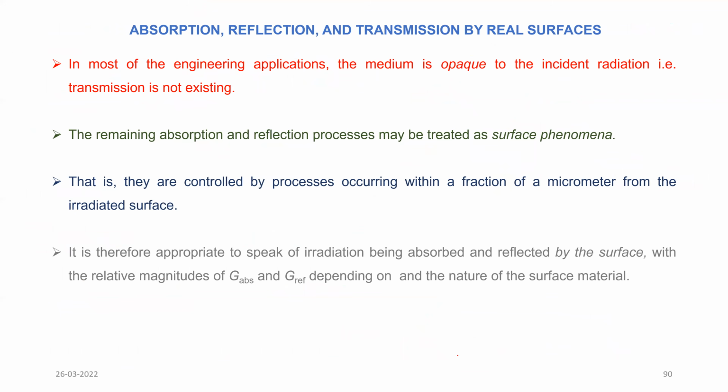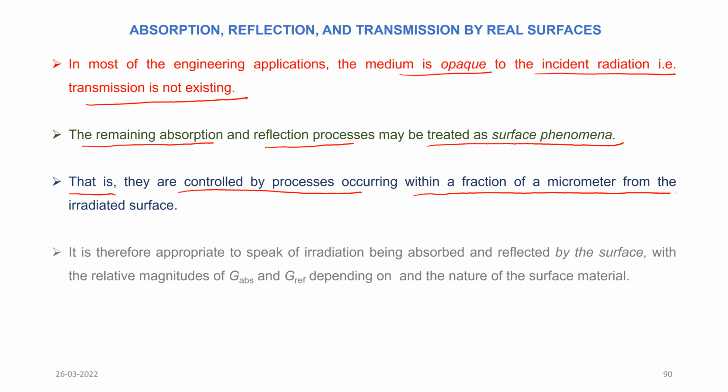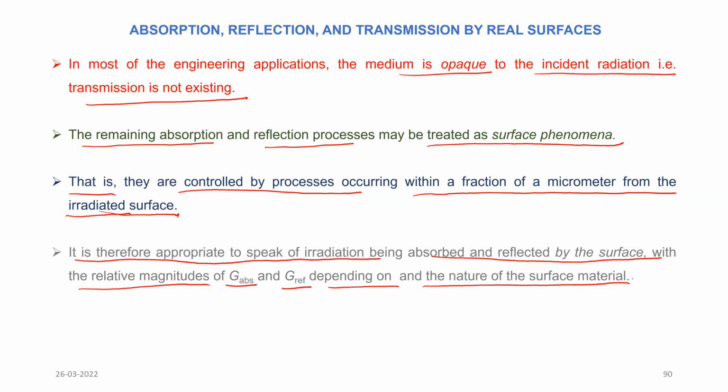So in most of the engineering applications, the medium is opaque to the incident radiation, that is, transmission is not existing. The remaining absorption and reflection processes may be treated as surface phenomena. Okay, so we are talking about only surface. No, it's not a volume phenomenon. That is, they are controlled by the processes occurring within a fraction of a micrometer from the irradiated surface. So it's a very small thickness of the opaque surface in which the absorption and the reflection take place. It is therefore appropriate to speak of irradiation being absorbed and reflected by the surface, with the relative magnitudes of G absorption and G reflection depending on the nature of the surface material.